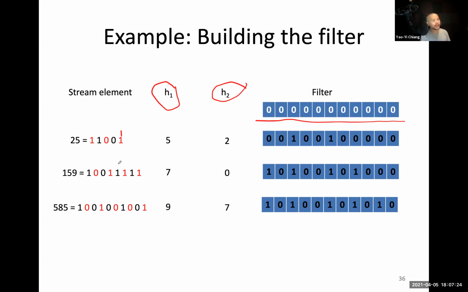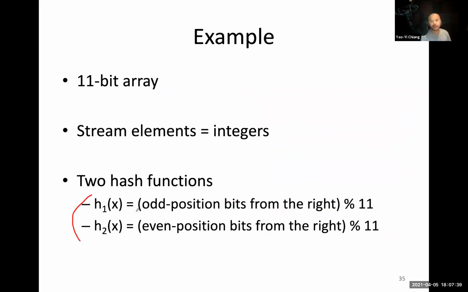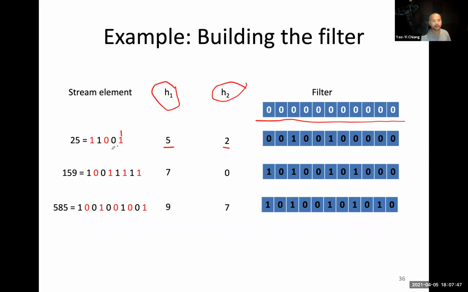I just saw someone asking on Piazza that they couldn't really figure out how to generate 5 and 2. Very simple: for H1 you take odd position bits, for H2 you take even position bits. So for H1, 1, 0, 1, this one becomes 0, this one becomes 0, and you use this number. Even if you don't know how to generate 5 and 2, this is not important at all. You don't have to care about how you generate 5 and 2. You only need to know that you have two hash functions. Each of them will give you a number based on the input, and these two should be independent.